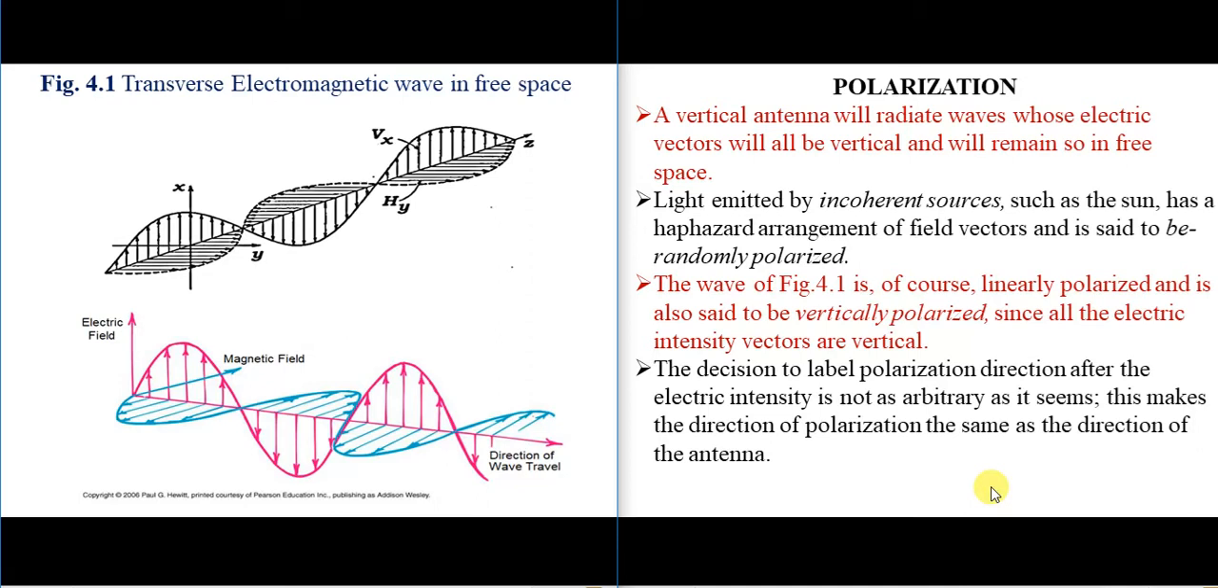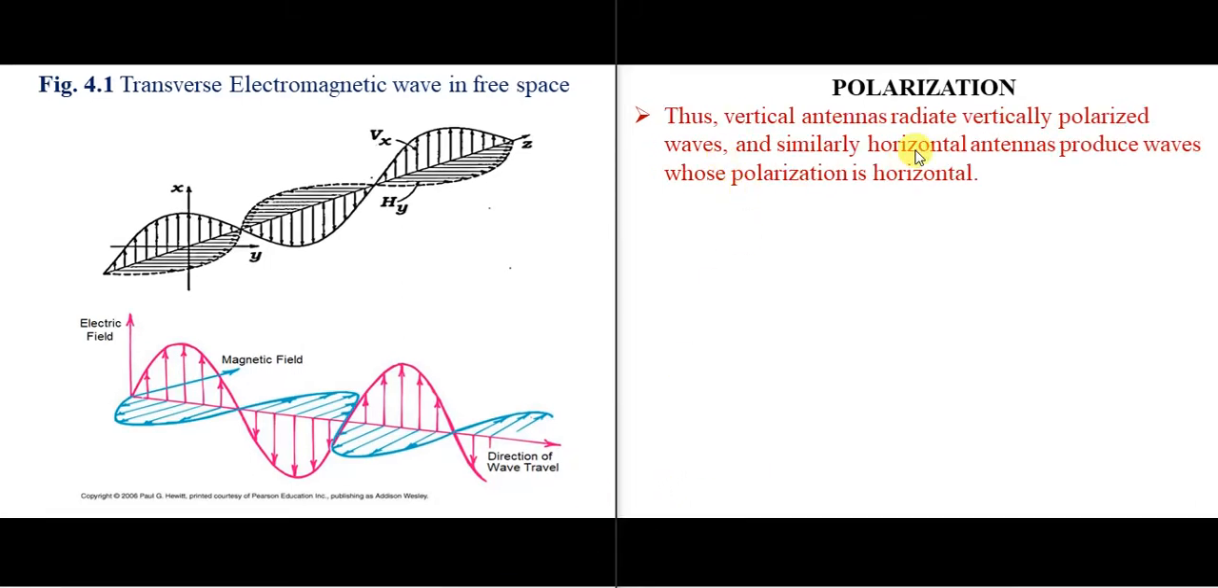So what does polarization mean? Polarization means the direction or orientation of the waves which are radiated by a source, by an antenna. Thus, a vertical antenna radiates vertically polarized waves. Similarly, horizontal antennas produce waves whose polarization is horizontal. So it totally depends upon the direction of the electric field.